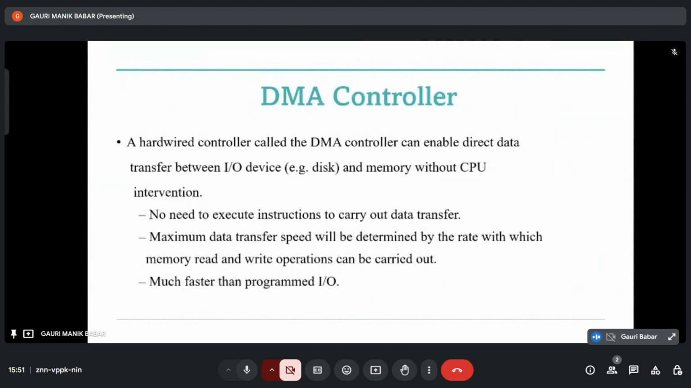So let us see what is a DMA controller. A hardware controller called the DMA controller can enable the direct data transfer between an IO device, for example a disk, and the memory without CPU intervention. There is no need to execute instructions to carry out the data transfer. Maximum data transfer speed will be determined by the rate with which memory read and write operations can be carried out. It is much faster than program IO.